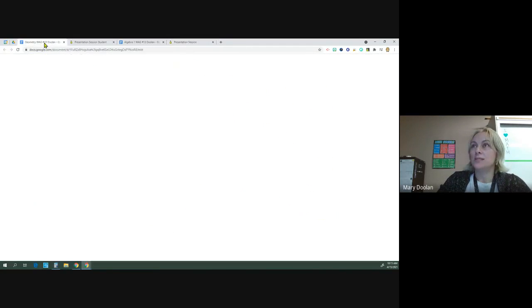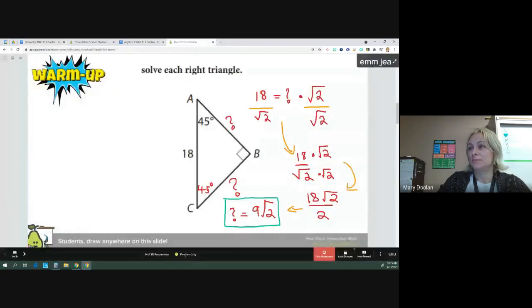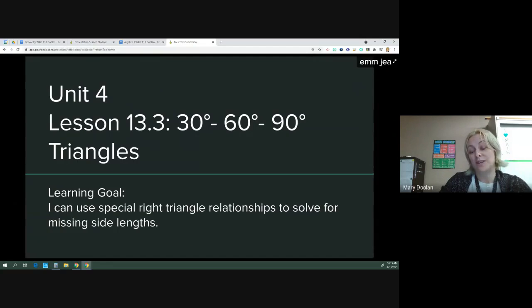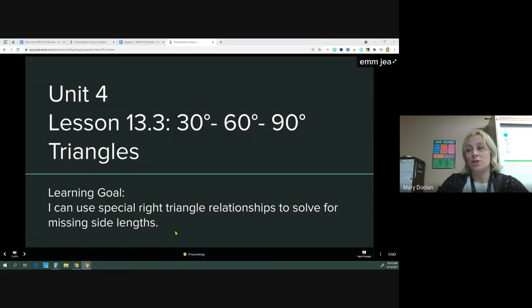And so today, our lesson is going to be on a different kind of triangle. So we were looking at isosceles right triangles, or a 45, 45, 90 triangle on Monday and Tuesday. But today we're looking at a different kind. And this is called a 30, 60, 90 triangle. And there is also a special relationship with these types of triangles. And so your learning goal today is I can use special right triangle relationships to solve for missing side lengths.